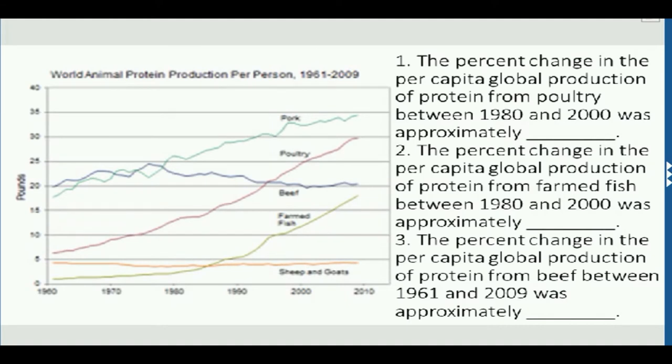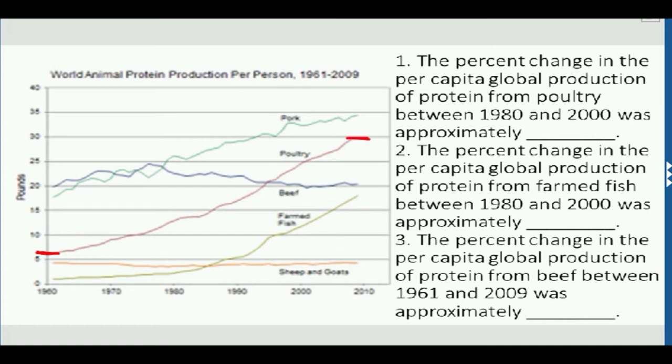Now this graph is kind of hard to see. The green says pork, the red is poultry, the blue is beef, the olive green is farm fish, and then the orange is sheep and goats. And then it says the percent change in per capita global production of protein from poultry is what? So we have poultry here, and then poultry up here.